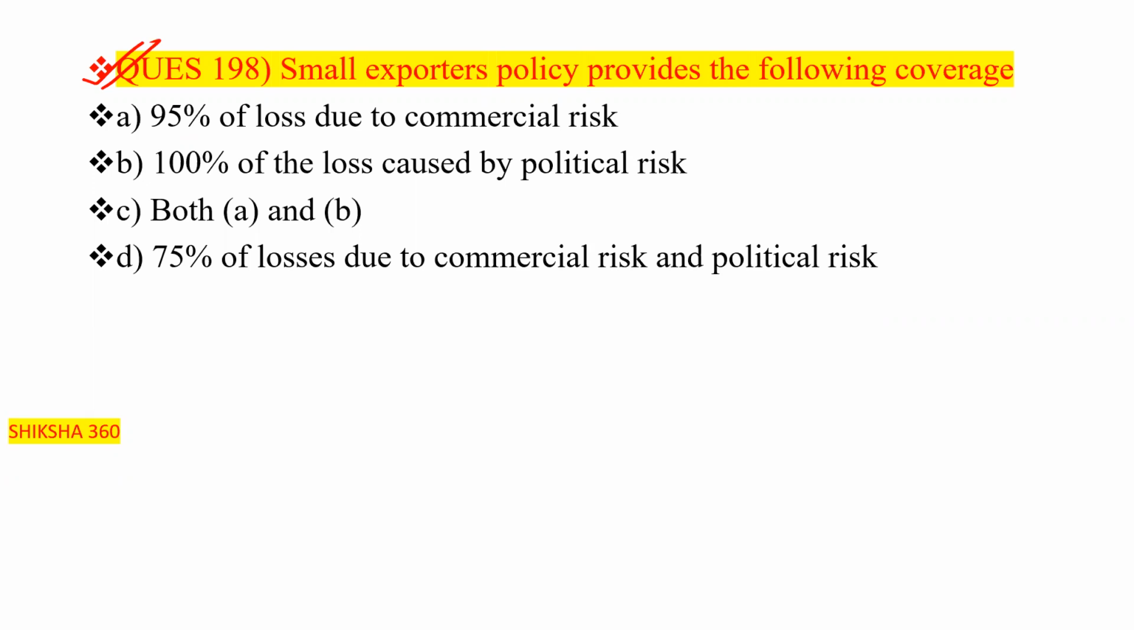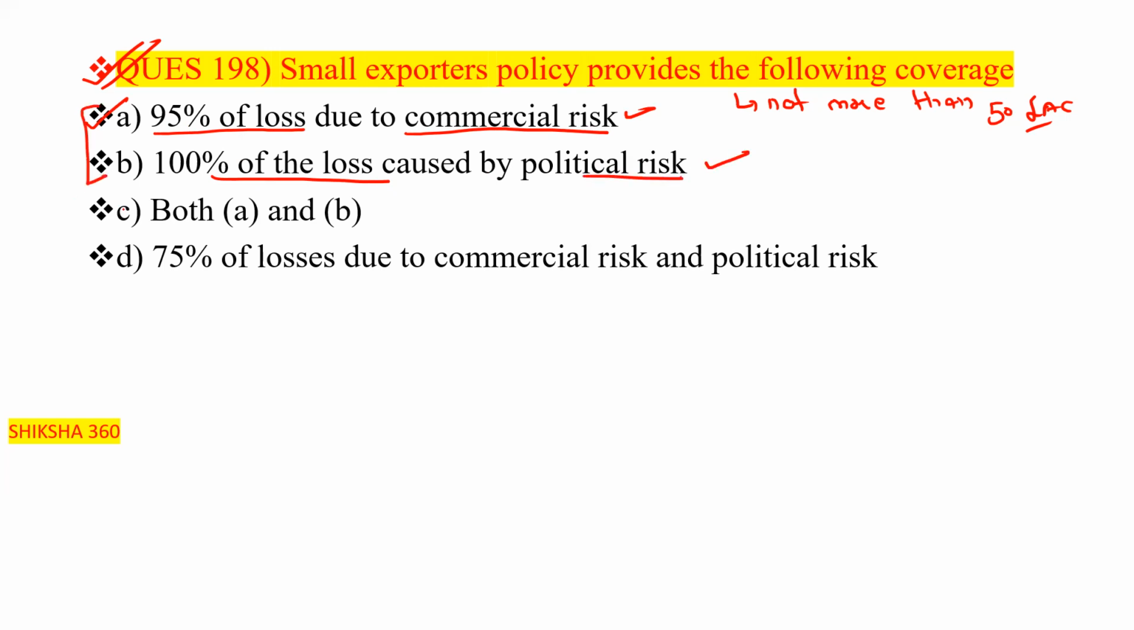They have specifically mentioned in the small exporter policy that the policy is not more than 50 lakh. Please remember these things also. Not more than 50 lakhs, and under which, for the small exporter, 95% of loss due to the commercial risk is also correct. And 100% of the loss caused by the political risk is also correct. So both A and B are correct. So option number C is the answer, that is both A and B.